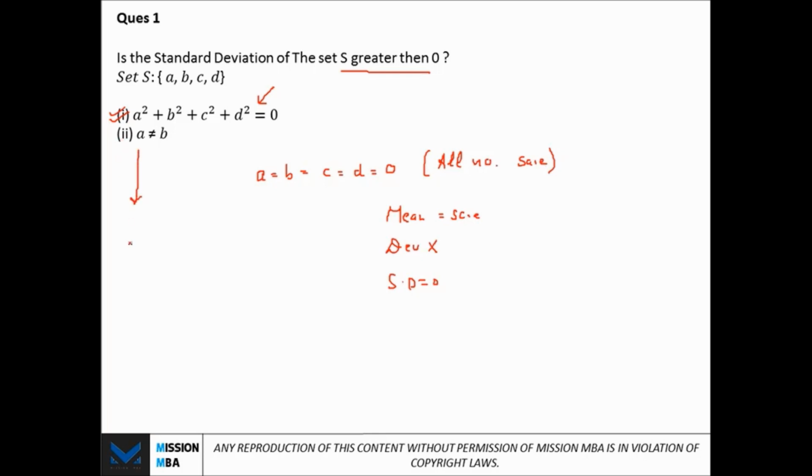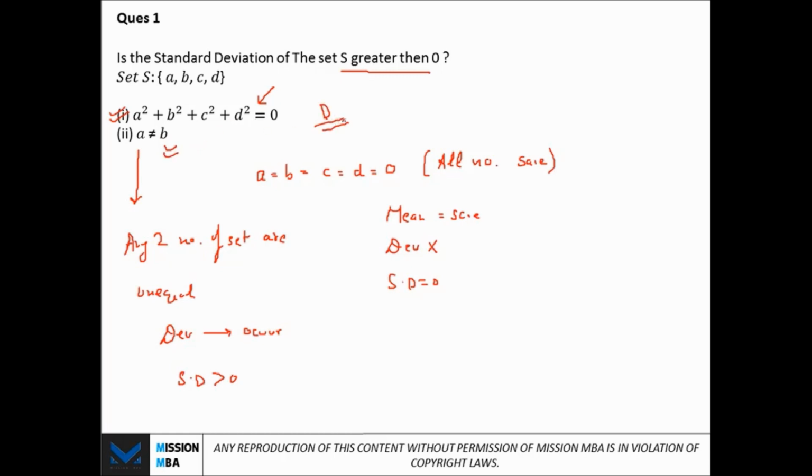The second statement says A is not equal to B. And I have told you, if any two numbers of a set are unequal, then one of them for sure is going to be deviated from the mean. So deviation will occur, and hence your standard deviation will be greater than 0. So this is also sufficient. So the answer is D.